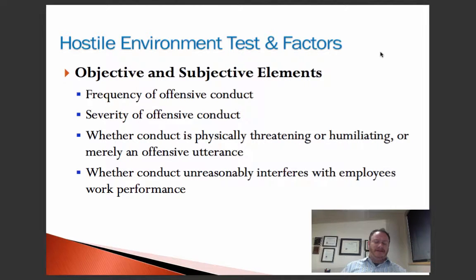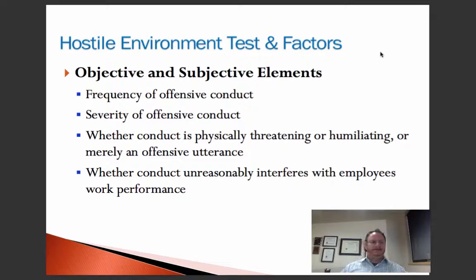And frequency means how often did it occur. Was this allegedly offensive conduct something that happened only once, or was it happening every day? Now, if the employee was subjected to a request for a hug only once, that may in itself not result in a frequency that's objectively and subjectively hostile. But if it happens every day, if that person is being hugged every day, or if another employee is asking that employee out on a date every single day, then that frequency can rise to a level that is hostile.